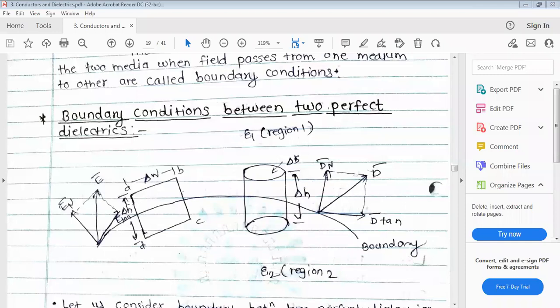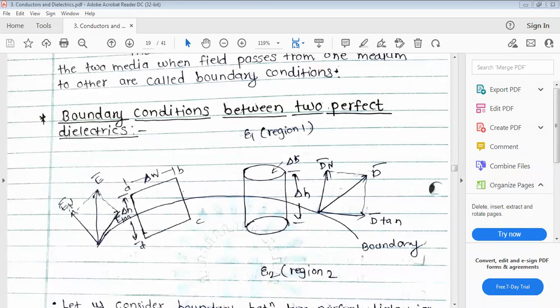When we consider the upper part, it is placed in region 1, and the lower part is placed in region 2, right? The width of this is delta W, and the height is delta H. Total height is delta H on both sides, and total width is delta W.